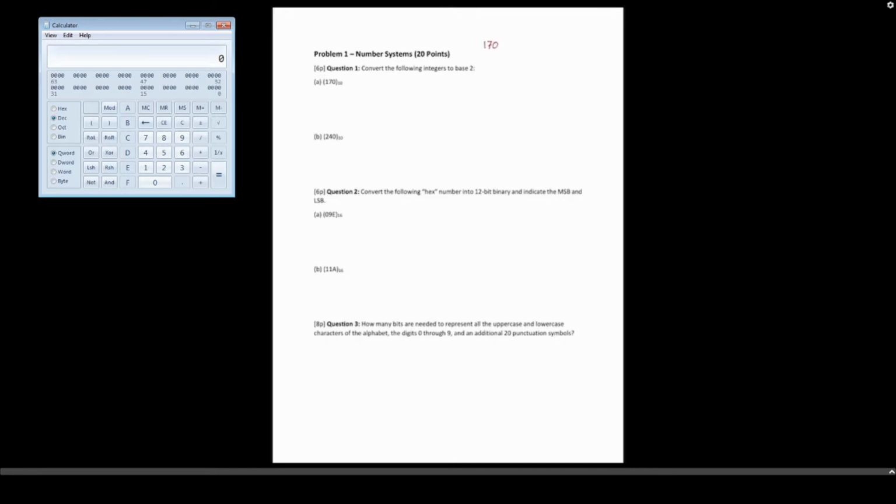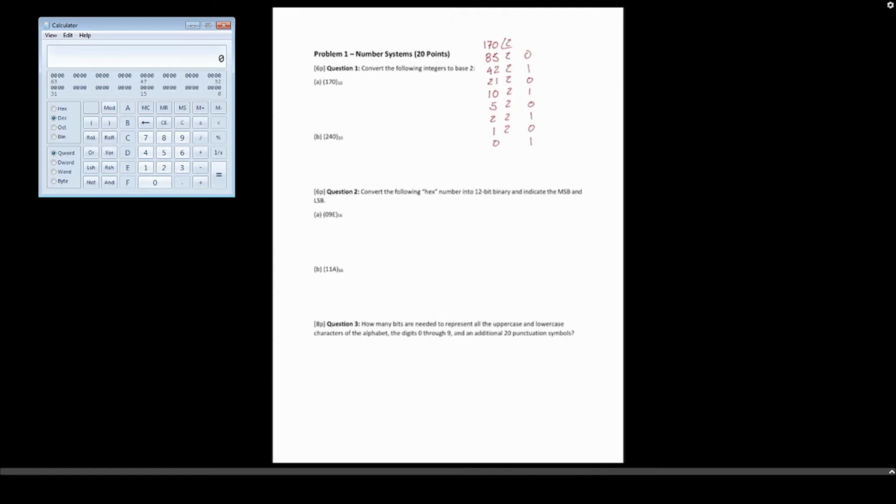So 170 divided by 2, get 85. 0 divided by 2, I get 42. 1 divided by 2, 21. 0 divided by 2, 10 and a half. 1 divided by 2, I get my 5. 0 divided by 2, get my 2. 1 divided by 2, 1, 0, and divided by 2, 0, and 1.